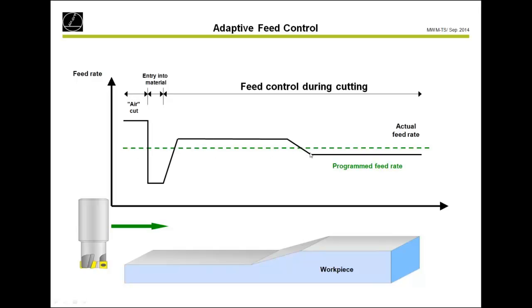The green line is the programmed feed rate. So you see we are most of the time over the programmed feed rate, and when there is more material we are under the feed rate. This is an interesting point. For example, when we do not reduce the feed rate, it could happen that the tool will break after some while when there is too much material on the tool.